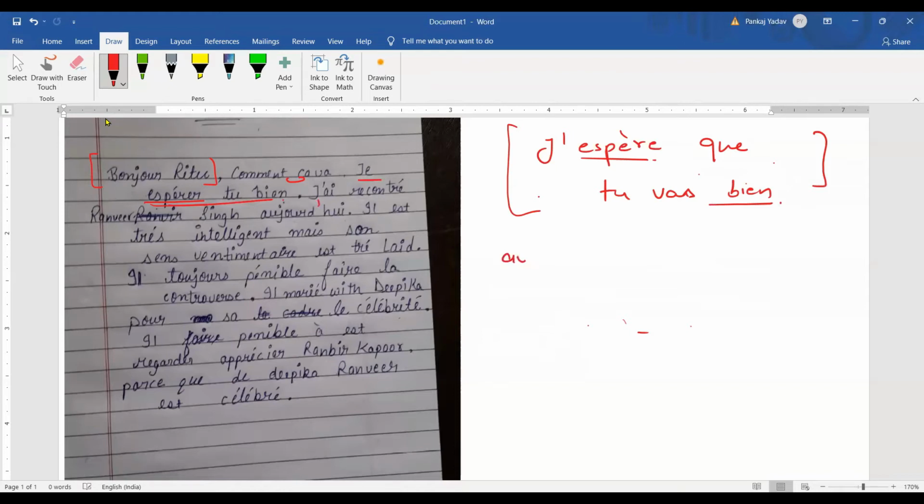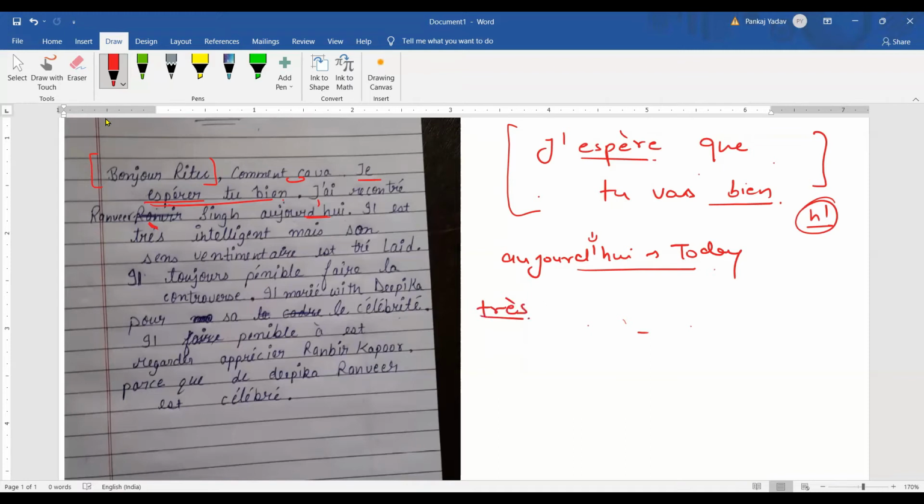Aujourd'hui. Whenever you write aujourd'hui, aujourd'hui means today. You have to remember there is this small apostrophe there. All right. I'm sorry, I forgot the name actually. It's there. All right. Il est très intelligent. Whenever you write très, the accent should be like this. Très. All right.